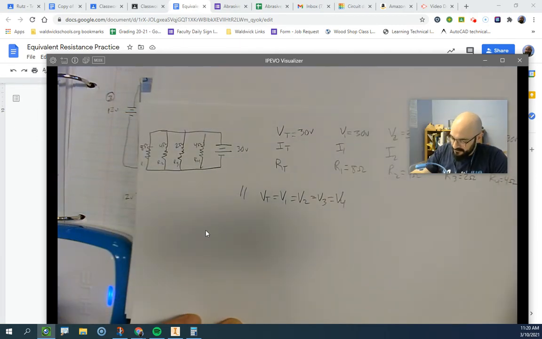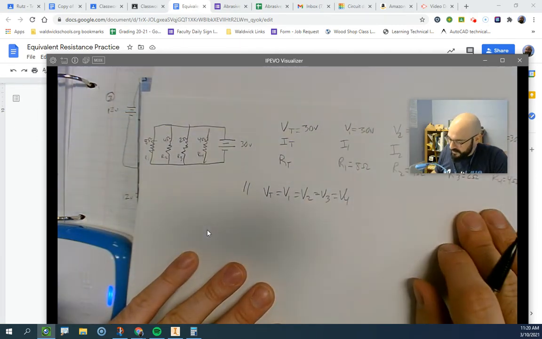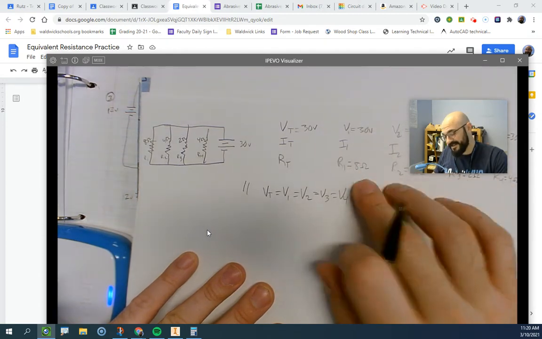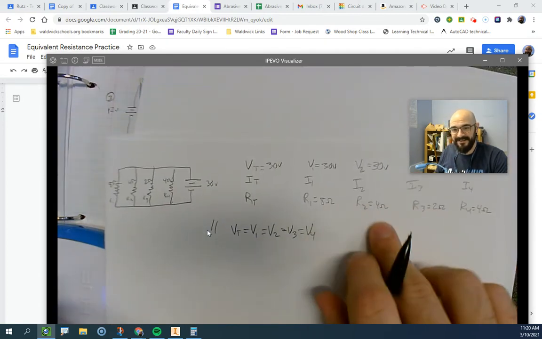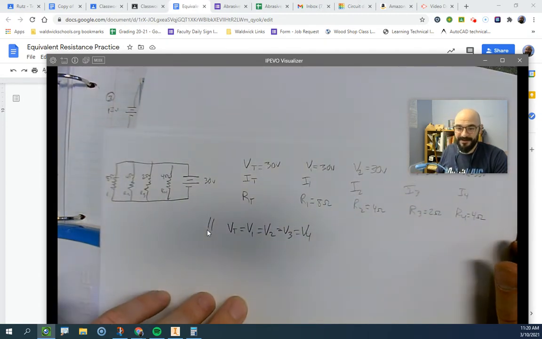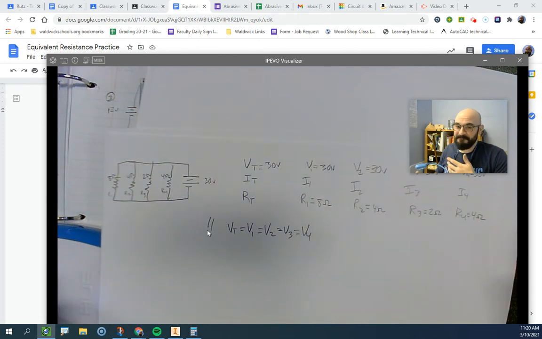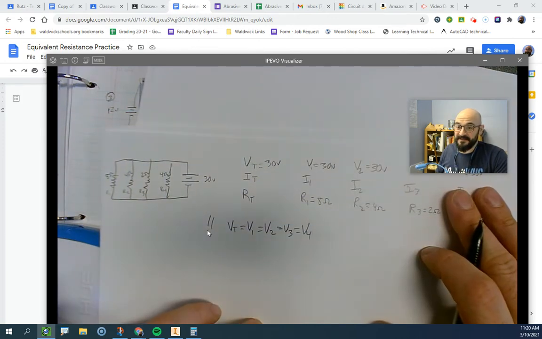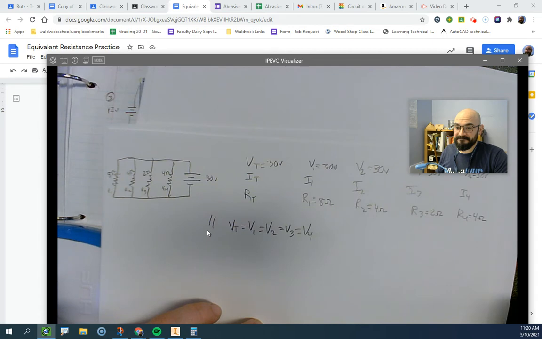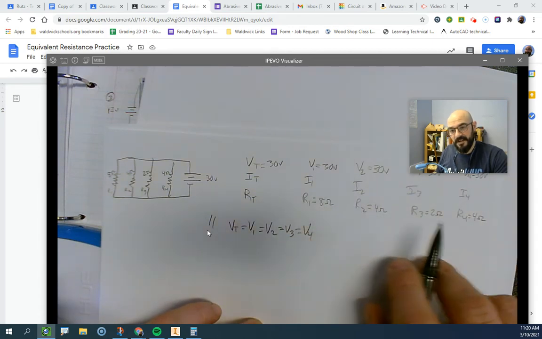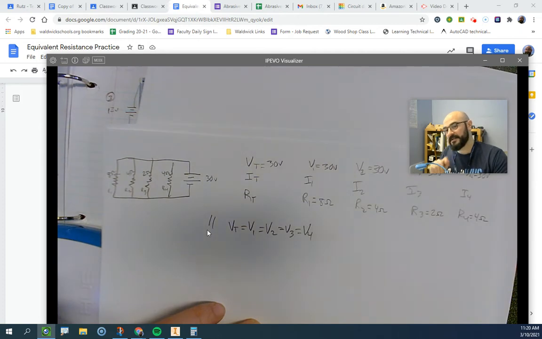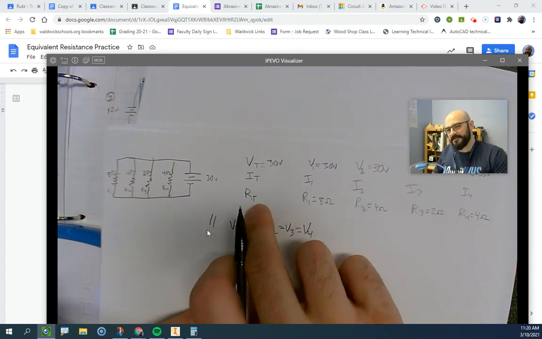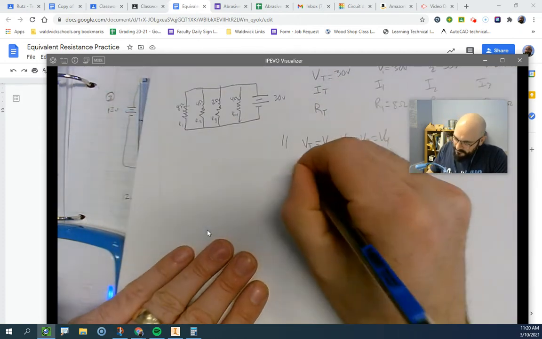Now current adds up together, so we aren't ready. I guess, you know what? You could just do V equals IR. You could just push that right through. There's no shame in that. Yeah, and these should all add up to your total current. So let's find our total resistance. Let's just jump there first.